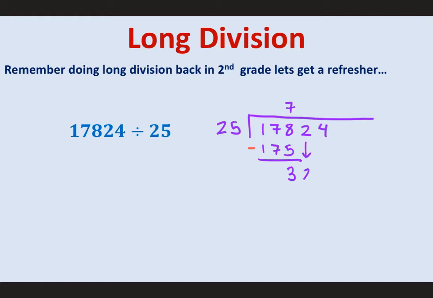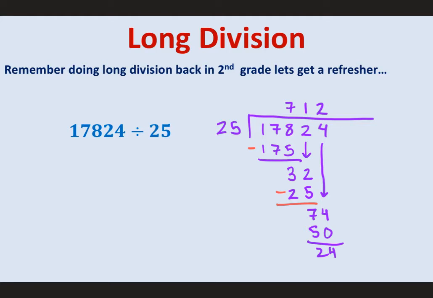You drop down the 2, and you say, all right, how many times does 25 go into 32? It only goes in 1 time. 1 times 25 is 25. We make this a subtraction now, an opposite, so they can cancel out. 32 minus 25 leaves us with 7. Now we drop down the 4, we get 74, and we ask how many times does 25 go into 74? Almost 3, but it only goes in 2 times. So 2 times 25 is 50, 74 minus 50 is 24.